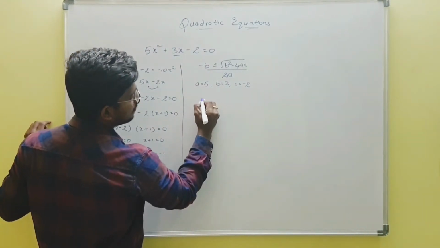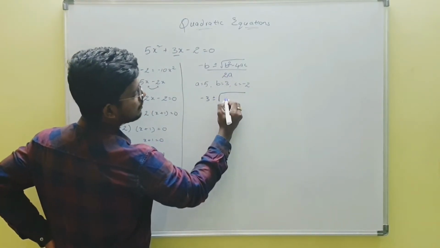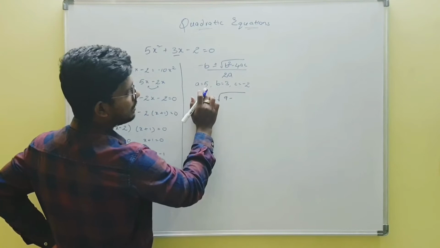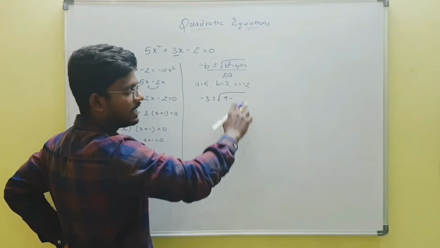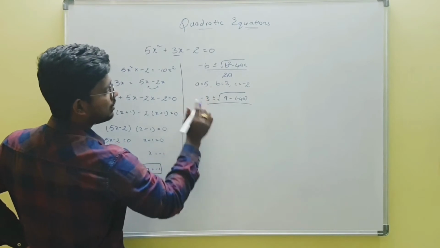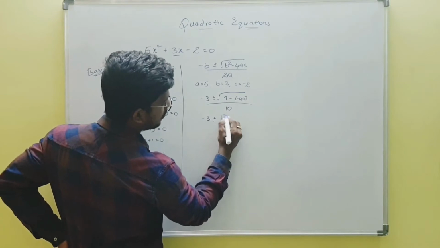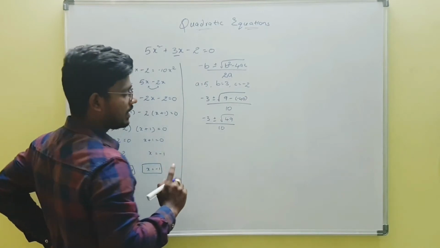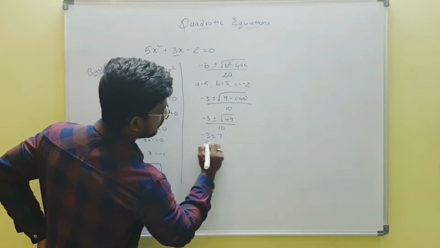So the roots are minus 3 plus or minus under root of b square, which is nothing but 3 square, which is 9, and minus of 4 into a is 5, so 4 into 5 is 20, and c is minus 2, 20 into minus 2 is minus 40, so we have minus 40 by 2a. 2a is nothing but 2 into 5, that is 10. So what I get here is minus 3 plus or minus under root of 49 by 10. Square root of 49 is nothing but 7. So minus 3 plus or minus 7 by 10.